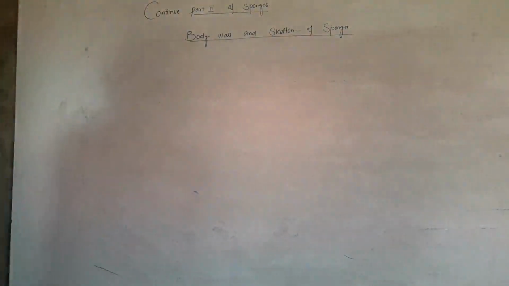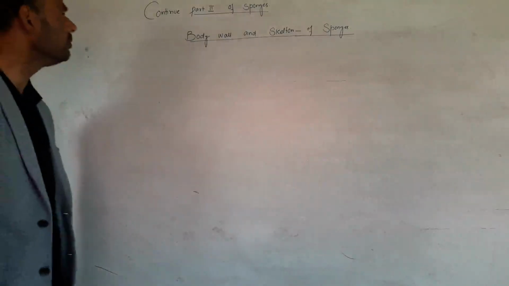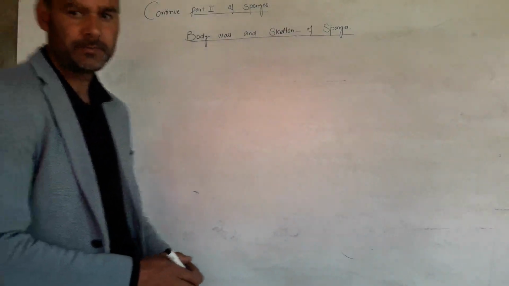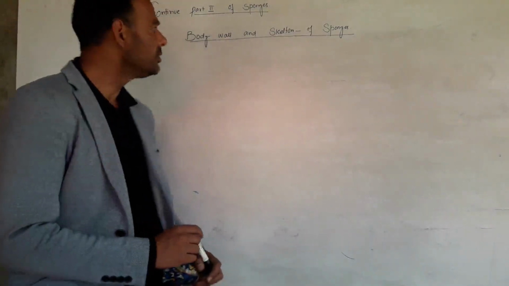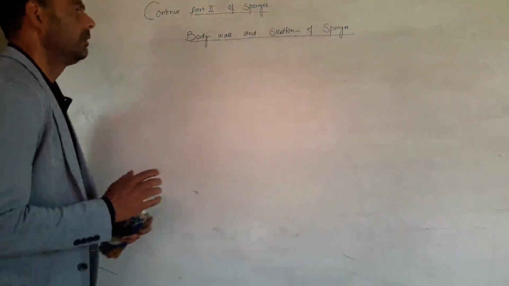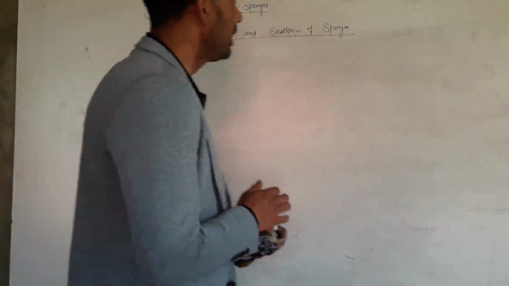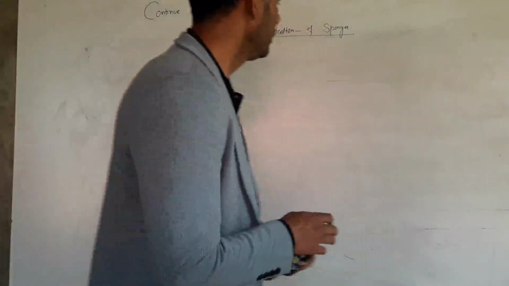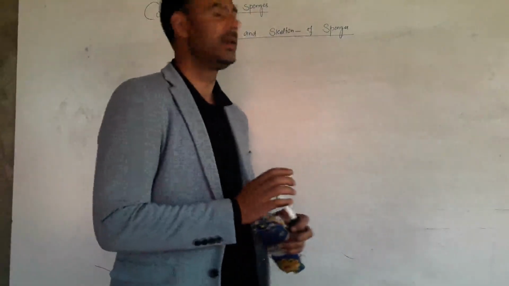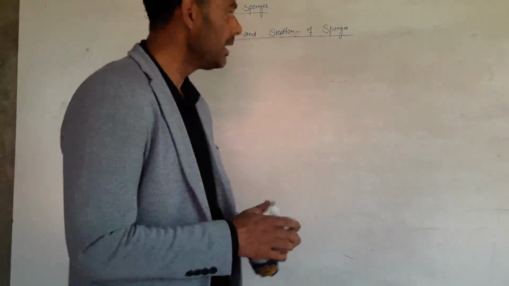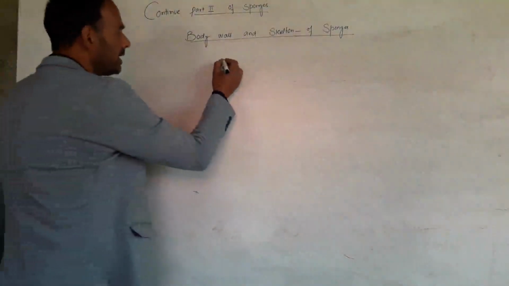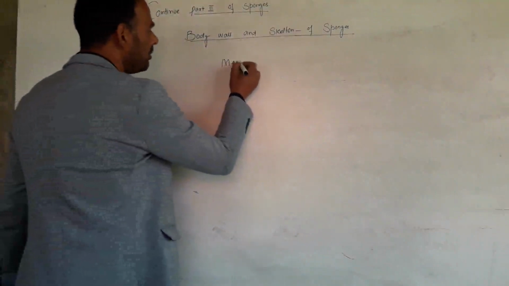This is part two, continued: body wall and skeleton of sponges. As you know, the outer body wall is made of pinacocytes and the inner layer of the body wall is made of choanocytes. In between the two layers is a non-cellular layer that is called mesenchyme.